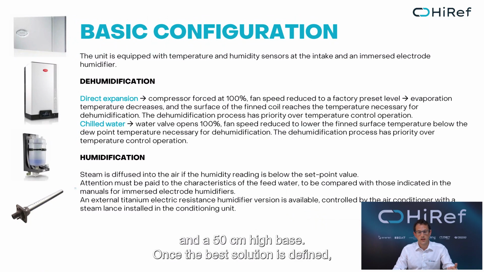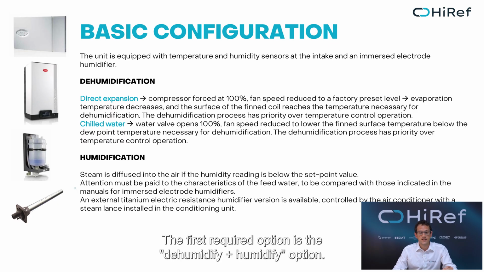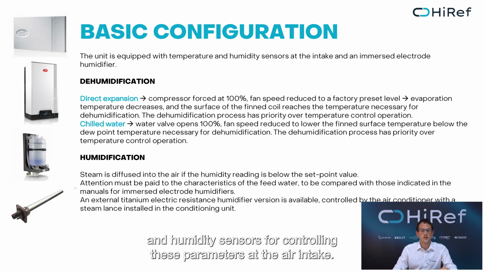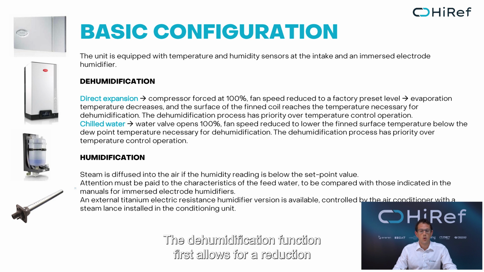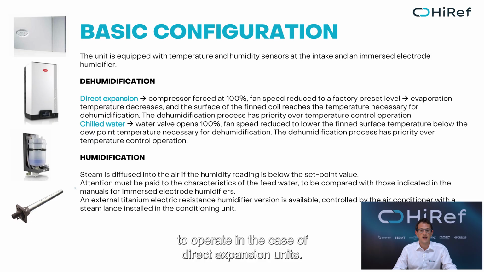Once the best solution is defined, we will now define the configuration strongly recommended for this type of application. The first required option is the dehumidifier plus humidifier option. The unit is equipped with a combined temperature and humidity sensor for controlling these parameters at the air intake. The dehumidification function first allows for a reduction in airflow in the presence of high humidity and simultaneously forces the compressor to operate in case of direct expansion units. In the case of chilled water units, it forces the complete opening of the water valve.